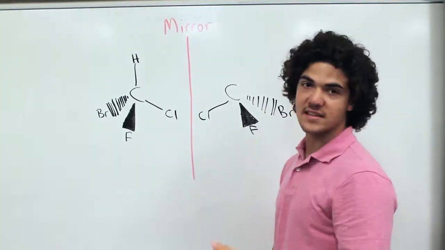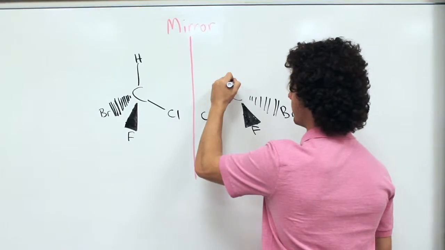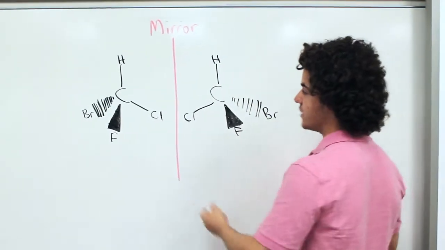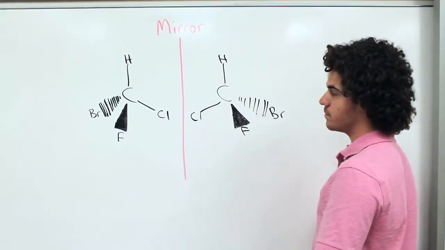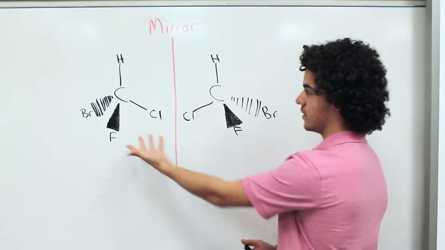Since our hydrogen does not deviate left, right, backwards, or forwards, it's just a straight line up. And now, as you can see, each atom is bound in the same orientation, just in a complete mirror image.